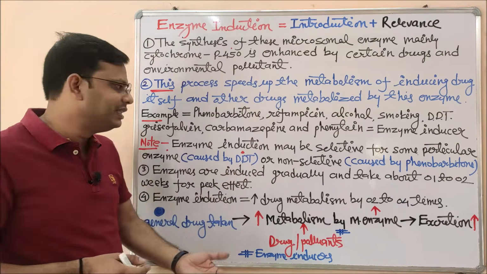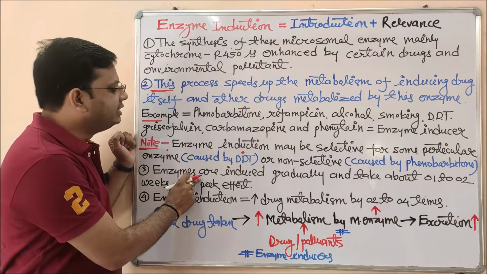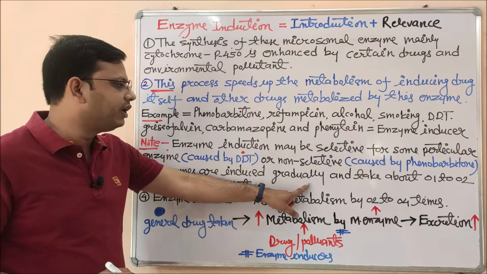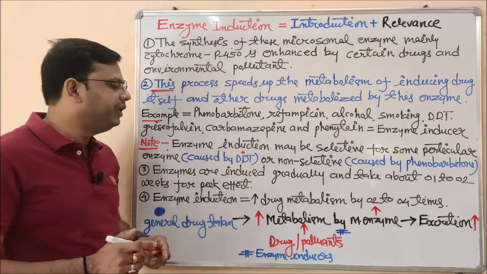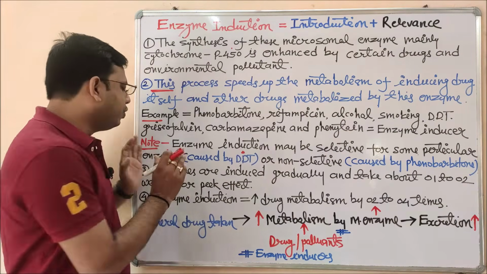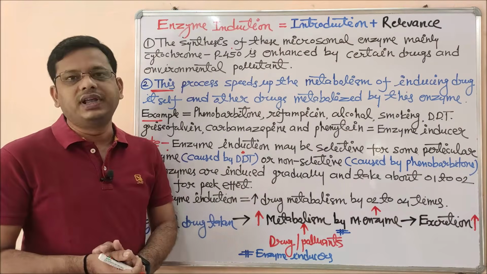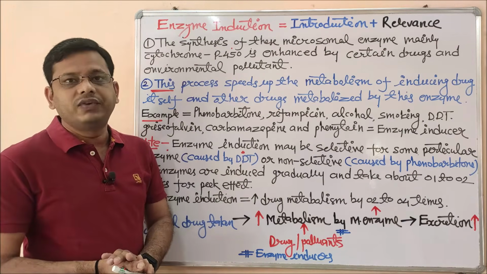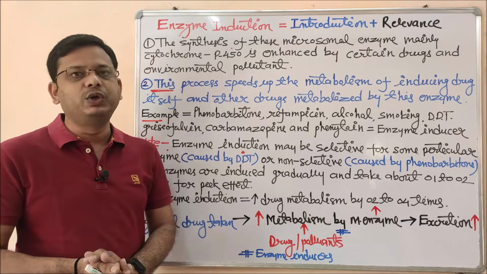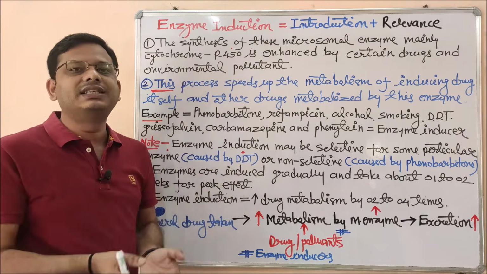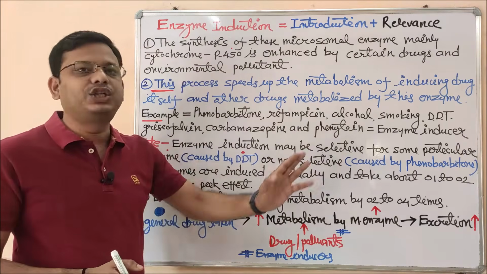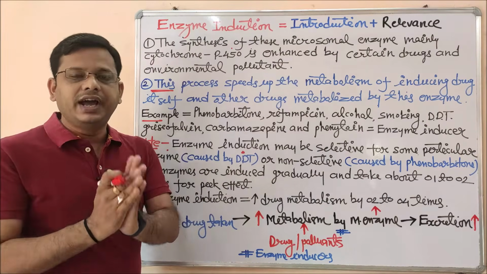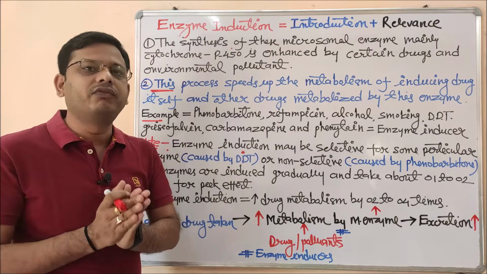That means microsomal enzymes. The next point is that enzymes are induced gradually, and they take 1 to 2 hours to reach their peak action or peak effect. So enzyme induction is gradual. That means if I am taking a drug which has the property of an enzyme inducer, that drug may induce the enzyme gradually, slowly, and progressively. But ultimately the main enzyme induction action can be achieved only after 1 to 2 hours.